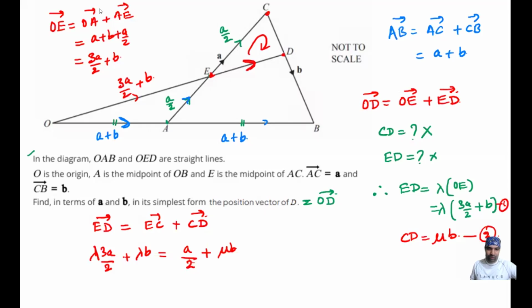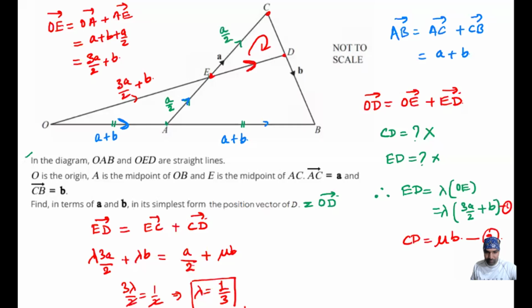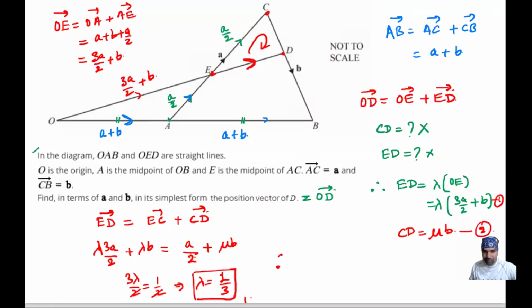Now, equating the coefficient of A, what do we get here? 3 lambda by 2 equal to 1 over 2. Therefore the 2 cancels out, and what we get here is lambda equal to 1 by 3, by equating the coefficient of A. So we got this.